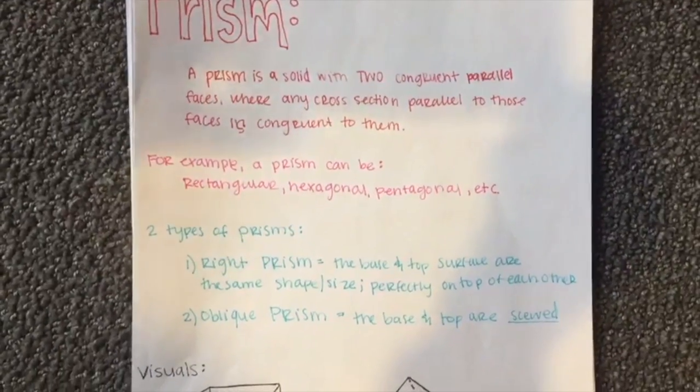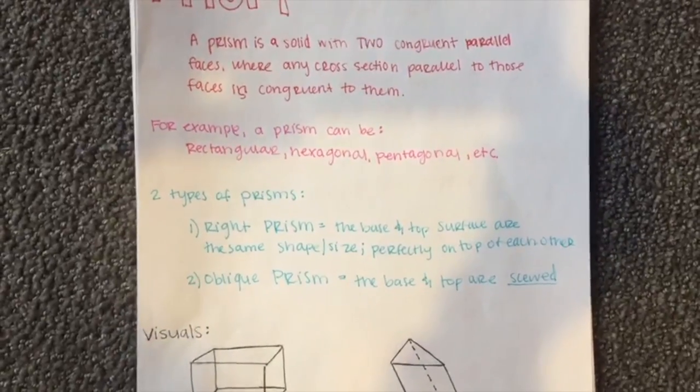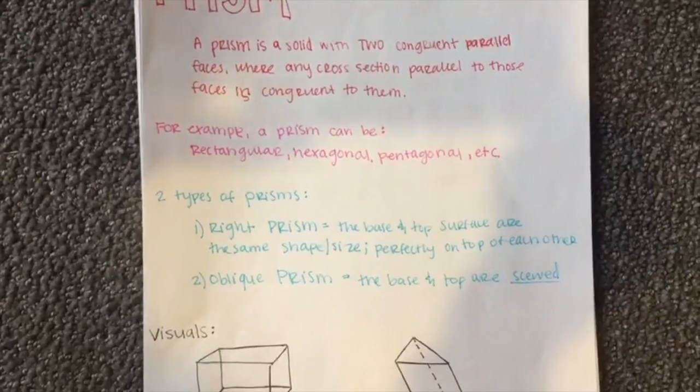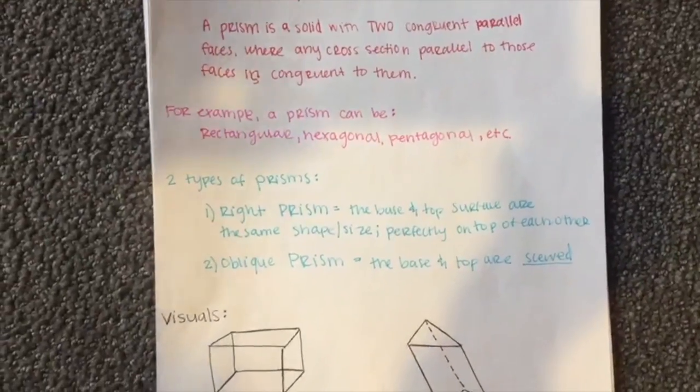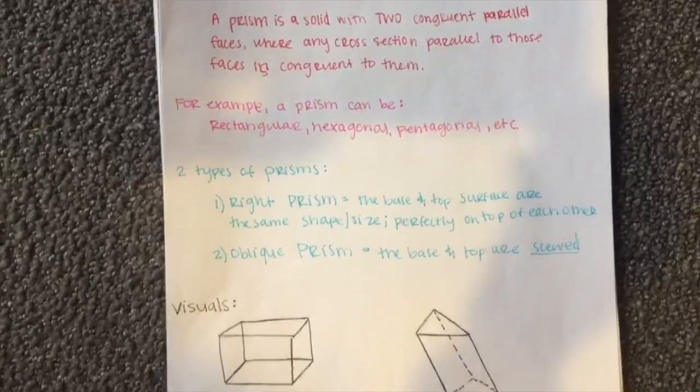Next, there are two types of prisms. The first is a right prism. A right prism is when the base and top surface are the same shape and size. In other words, they are perfectly on top of each other. The second type is an oblique prism. For an oblique prism, the base and top are skewed.